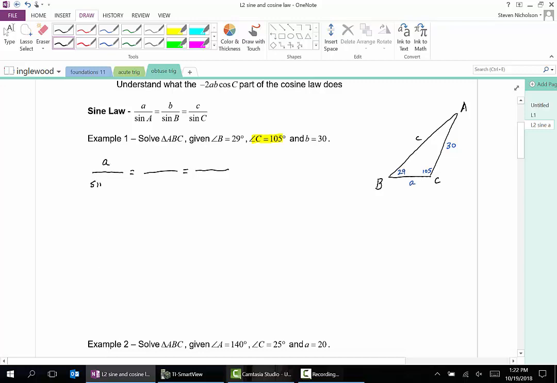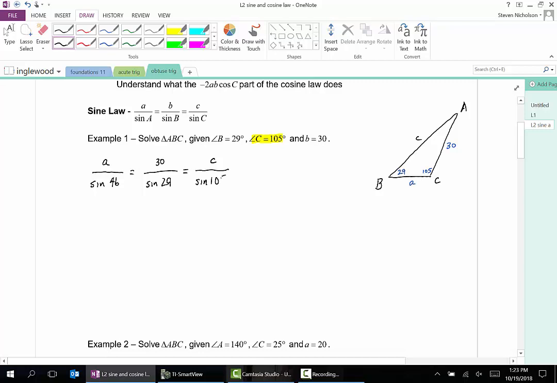It's a over sine of A. Now we don't know angle A, but we do know that all the interior angles of a triangle add up to 180 degrees. So when we do that quick calculation, A turns out to be 46 degrees. Little b is 30 over the sine of 29, and little c we don't know, but it's over the sine of 105.